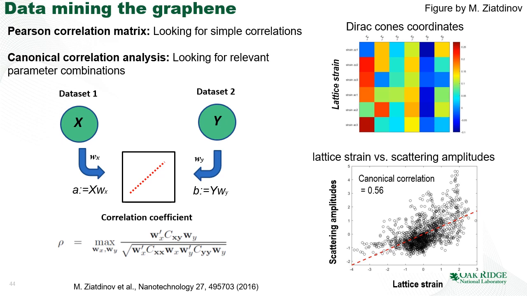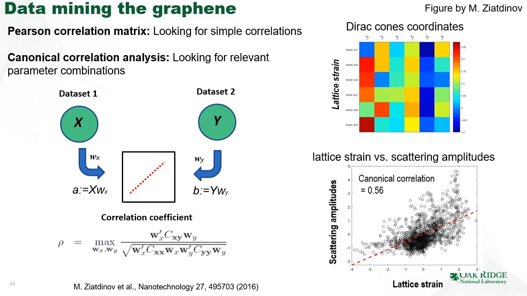If we look at the correlation matrix, you can clearly see that it's not random. There is a clear correlation between the strains and the behavior of certain peaks. For example, this column corresponds to strong positive correlation, and this column corresponds to anti-correlation.